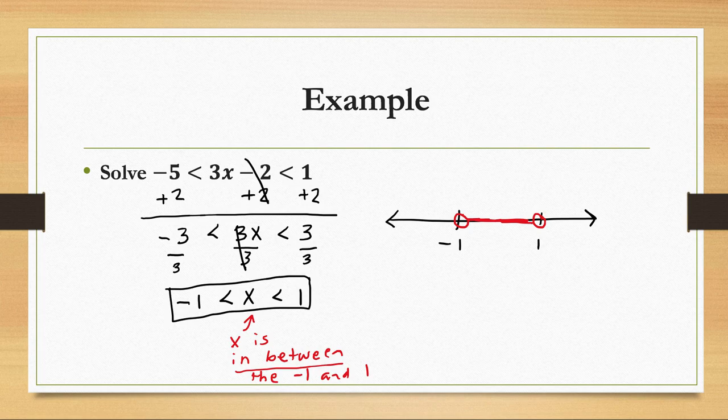When we do our interval notation, we look at where we start shading, which is the negative 1, and where we stop shading, which is the positive 1. Since neither the negative 1 or the positive 1 are included in the answer set, we're going to use parentheses on both sides.